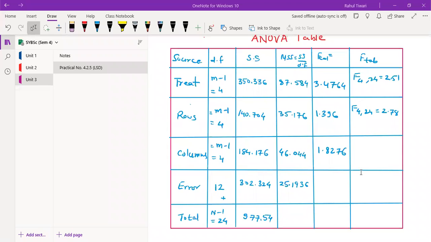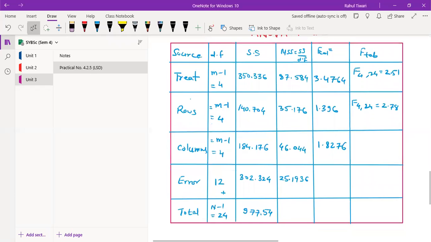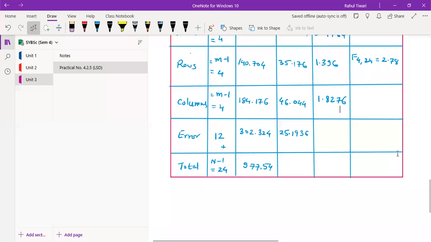So you can write your conclusions. What is the conclusion? Separate three conclusions. One for treatment, one for rows, one for columns, because every F tabulated value will be the same, right? So you can just copy and paste here.